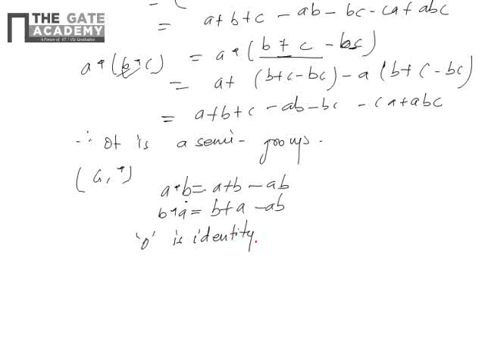So we got that it is a semi-group and it is abelian also, an abelian semi-group. But we don't have identity as 1, we have identity as 0. So the third option is matching, therefore the answer is C. Thank you.